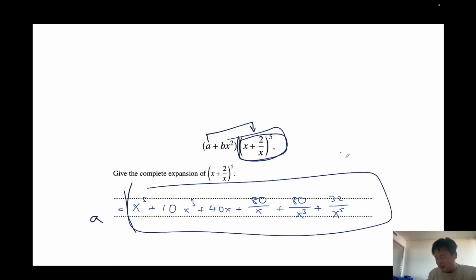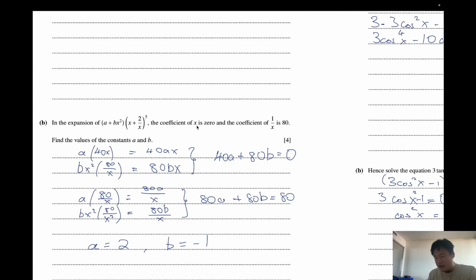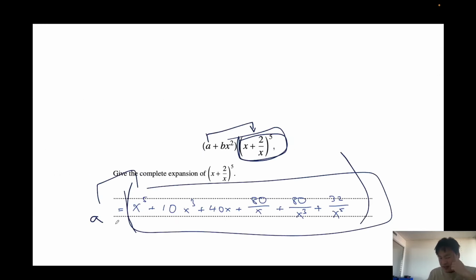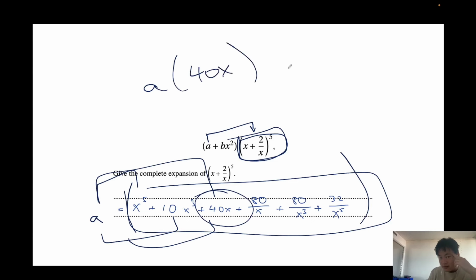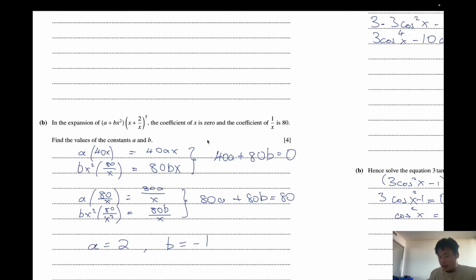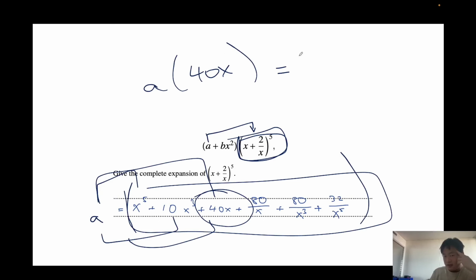Do we care about a multiplied by x to the power of 5? Does that really have any relevance for the coefficient of x? Does a multiplied by x to the power of 5 give you a coefficient of x? Does it, for this or this? No. Or does it? Do you really not care about a multiplied by 40x? Is this something you care about or not, in the context of the coefficient of x being 0? This is something you care about, isn't it?